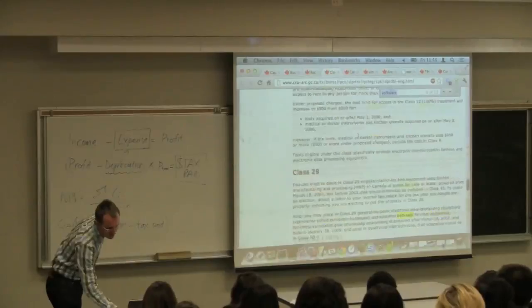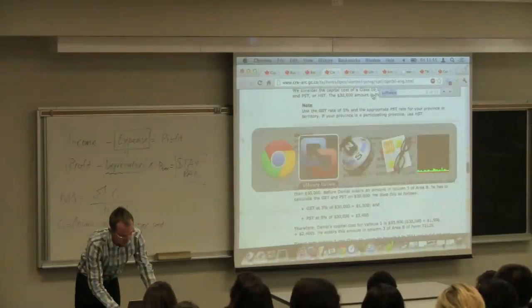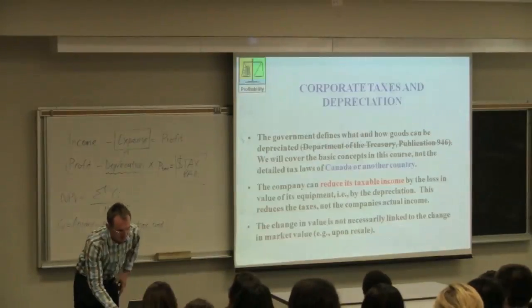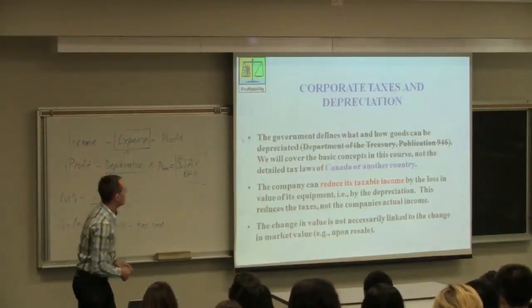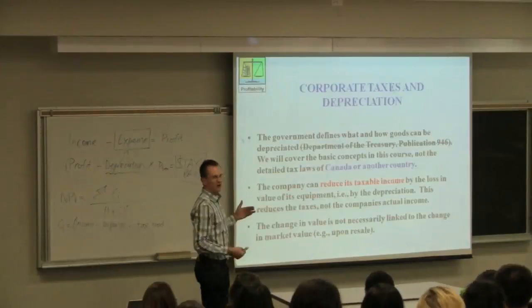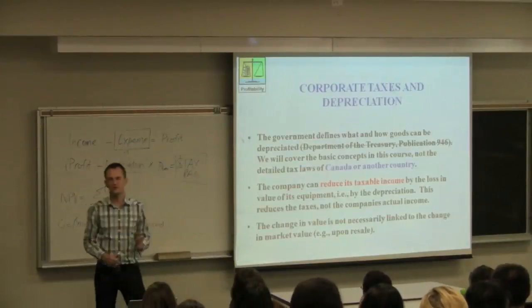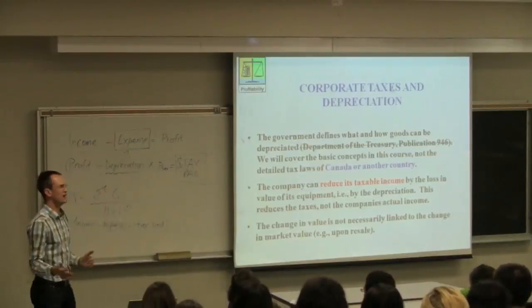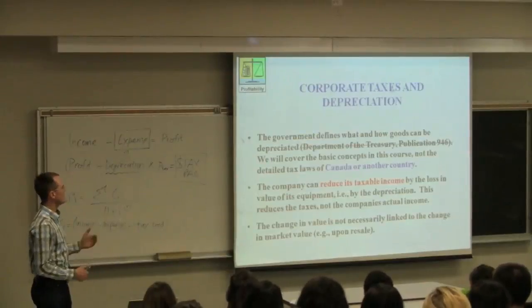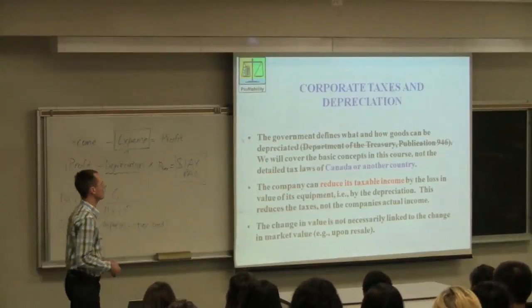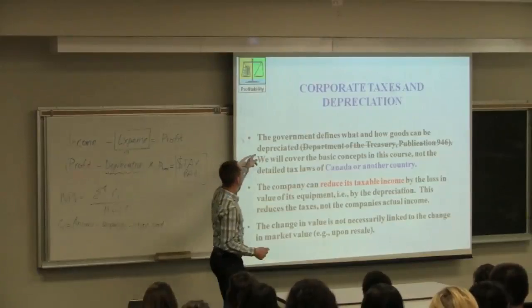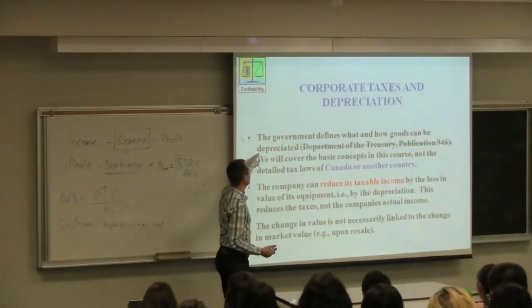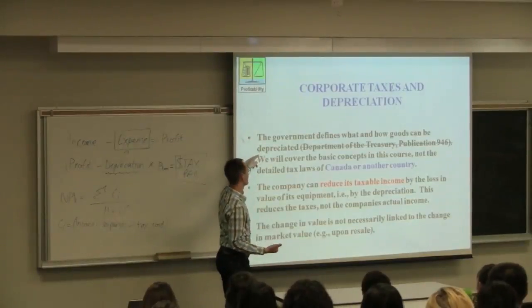So those are the general classes available to us. If we go back here, these slides are from Dr. Tom Marlin, who teaches this course at the University of California from January to April every year. So he has some very US-specific terminology in here. The government defines what goods can be depreciated. The CRA's website is the place to look for that.